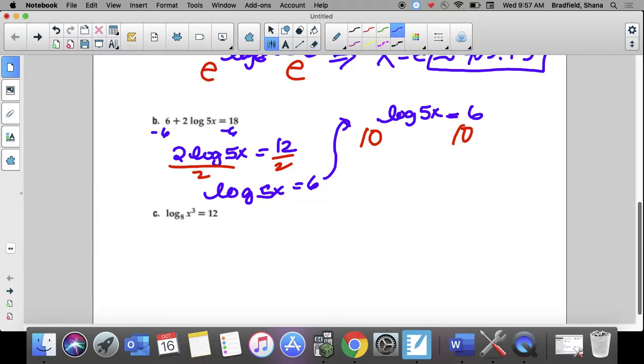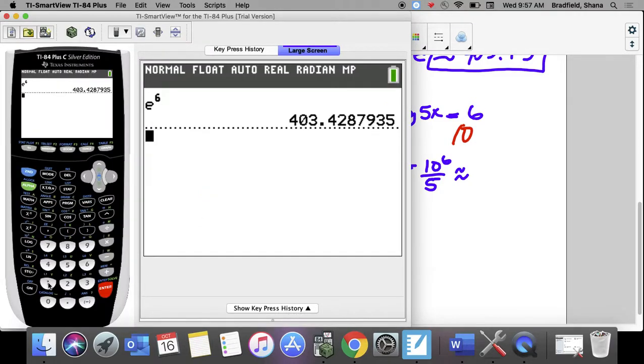The result is going to be 5x equals 10 to the 6th. And we're going to divide by 5. So x is going to equal 10 to the 6th divided by 5. And again, we can use our calculator to find out what that's going to be. And I get 200,000.